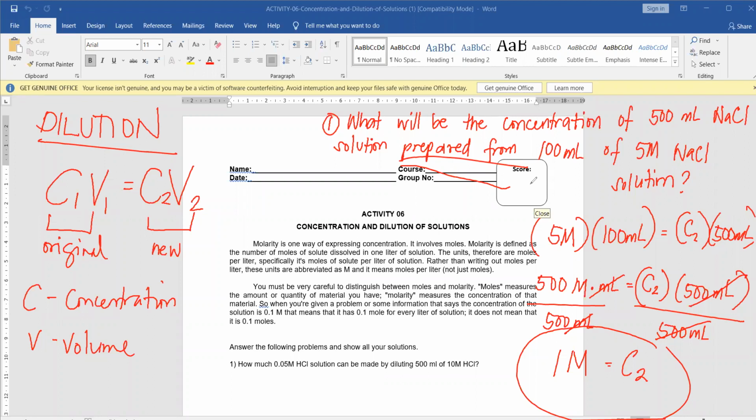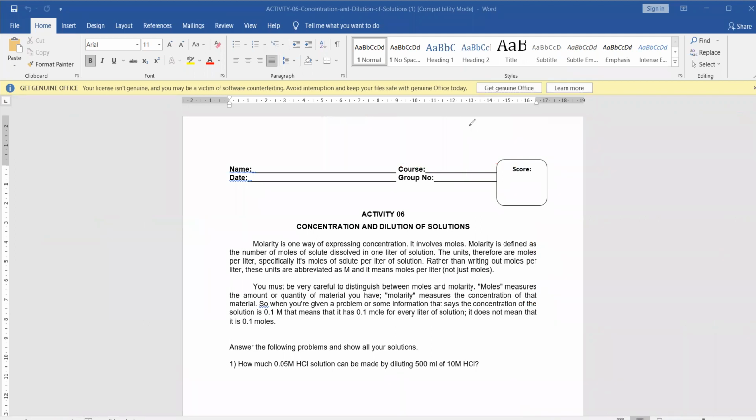Questions for this one? Just follow ha, C1V1 equals C2V2. Any question so far? Wala? Let me give you another example. How about naman if the question goes like this? Wait.